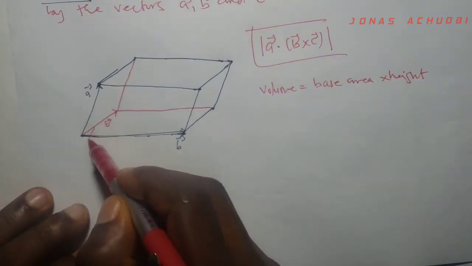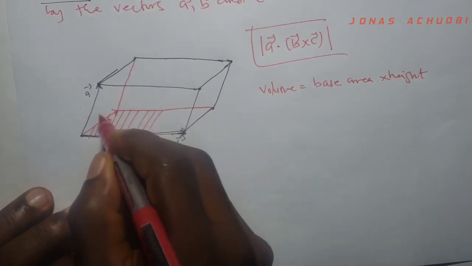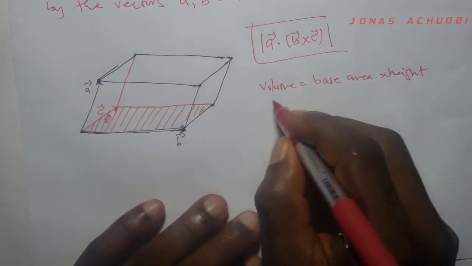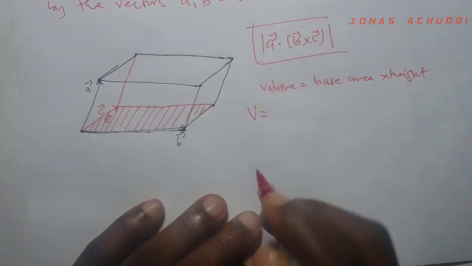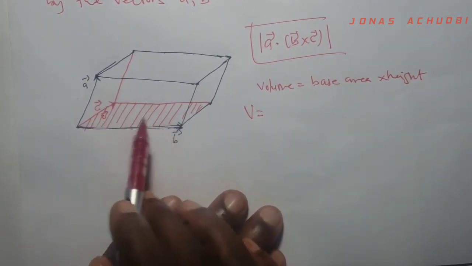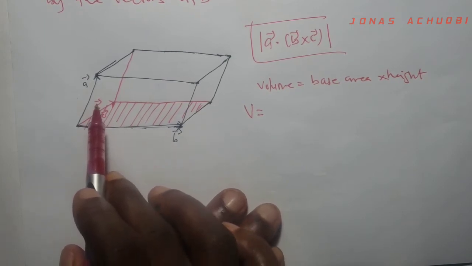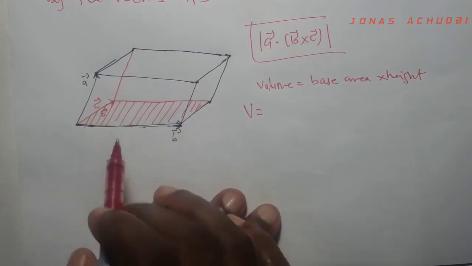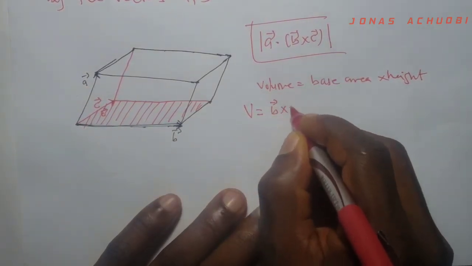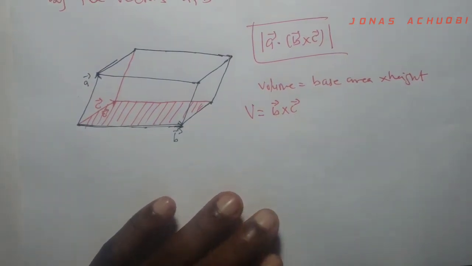So the base area simply refers to this area here. So that's the base area. This vector C, let me write it here. So the volume V is equal to base area. The area here is the area of a parallelogram, which is what? Which is the cross product of vector B and C, if you recall. If you like, in absolute value, but let's leave it like that for now.